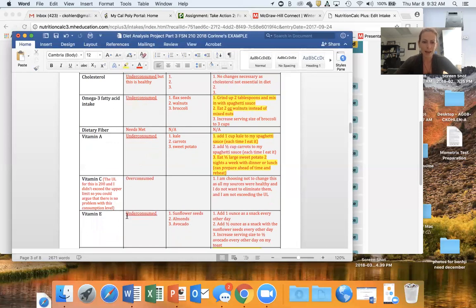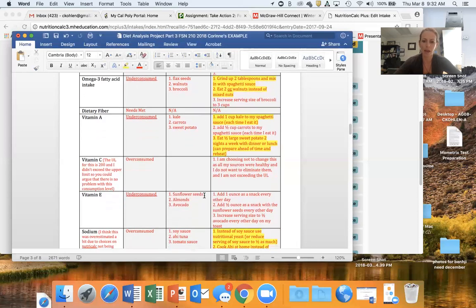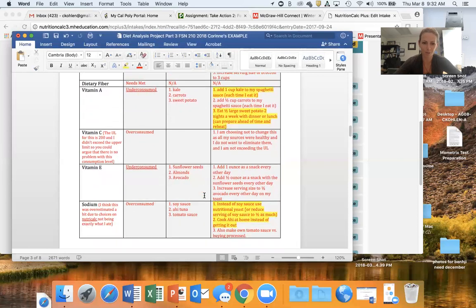So for anything that I underconsumed or overconsumed, I'm adding 3 foods, or I'm talking about 3 foods that I ate too much of and how I could change them. For vitamin C, I did overconsume the goal per diet analysis Part 2, but I didn't exceed the upper limit. And so I chose to not change this as the sources I consumed of vitamin C were healthy and I wasn't near the upper limit. And if you want to write something like that, you can, but you just better have a good reason for it.